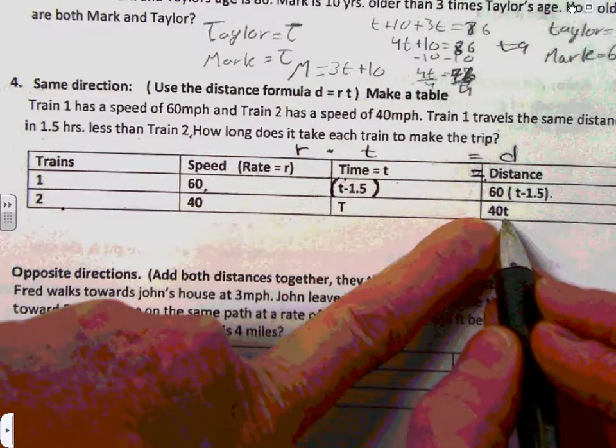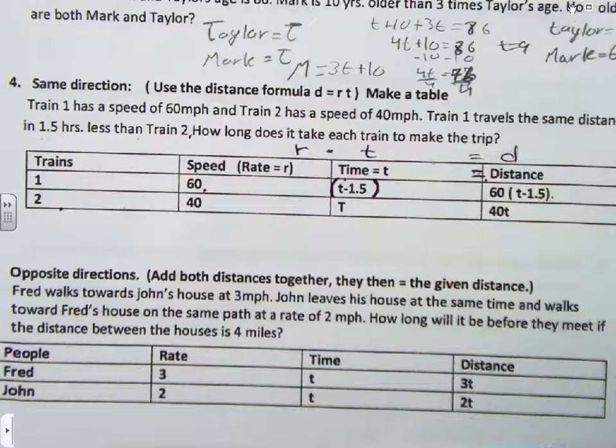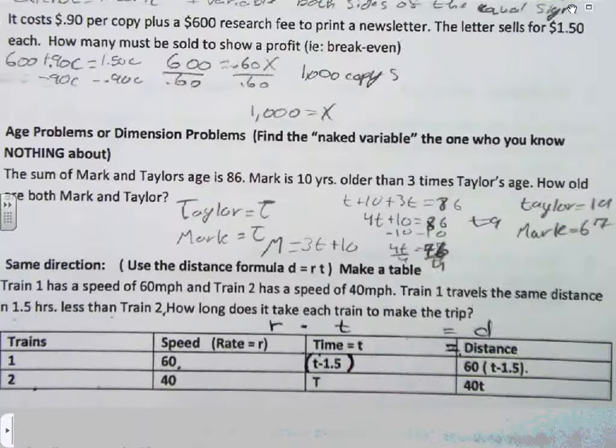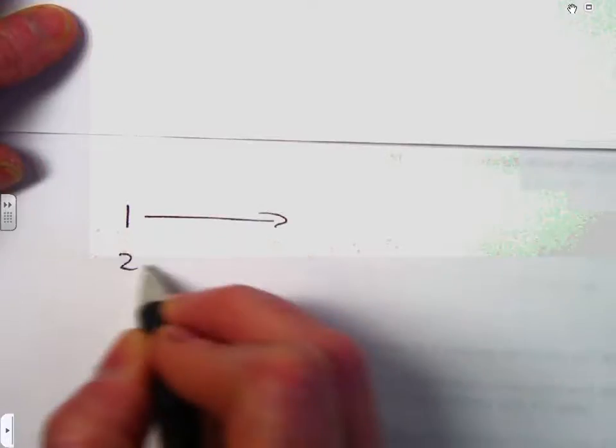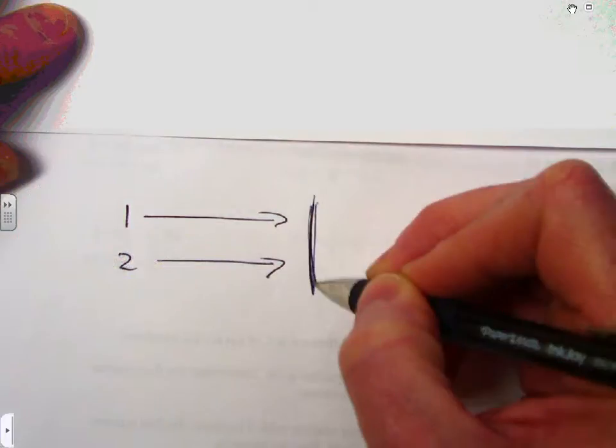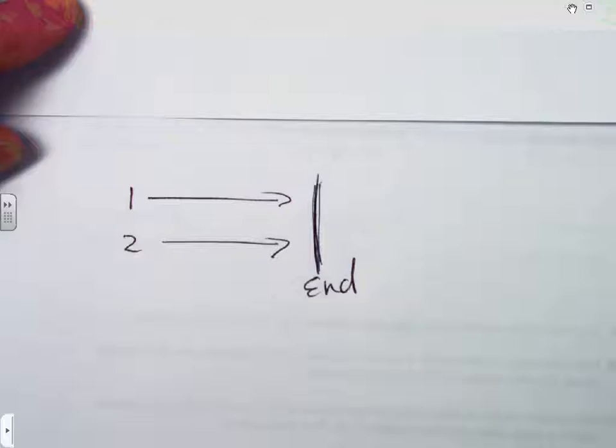Okay? Here's where you have to decide what to do now. If you have two vehicles going the same direction, okay? Here's number 1, it's going this direction. Here's number 2, going this direction. They're both ending right there. What can you tell me about the distances that they traveled? They're exactly the same, so they should technically be equal to each other. And that is the strategy here.